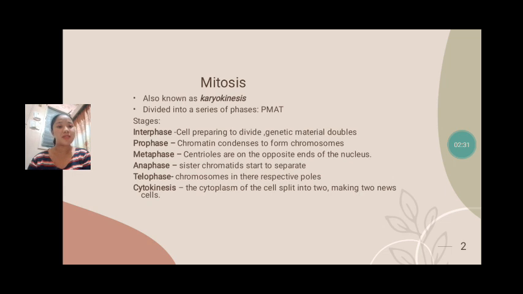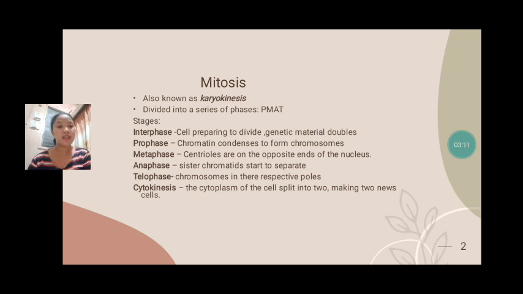Next is the third stage in mitosis cell division, the metaphase. In the metaphase, the centrioles are at the opposite ends of the nucleus. And in that phase also, the chromosomes align at the cell's equatorial plane.